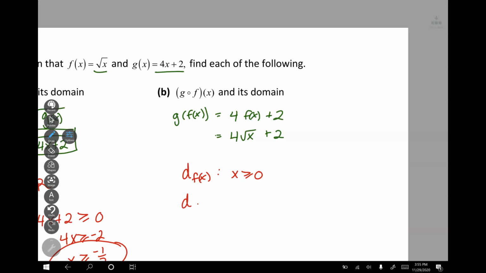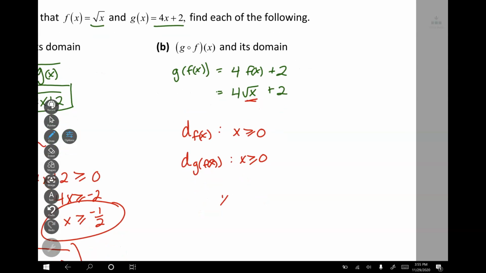And then your domain for g of f of x. Again, you have that radical there. X has to be greater than or equal to 0. So they actually have the same domain. So that is just x is greater than or equal to 0 for both.